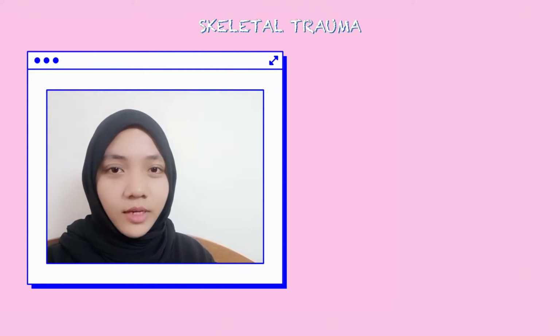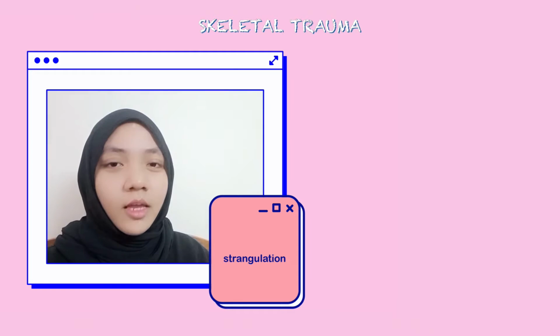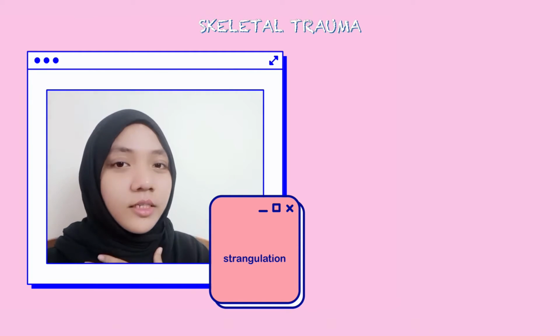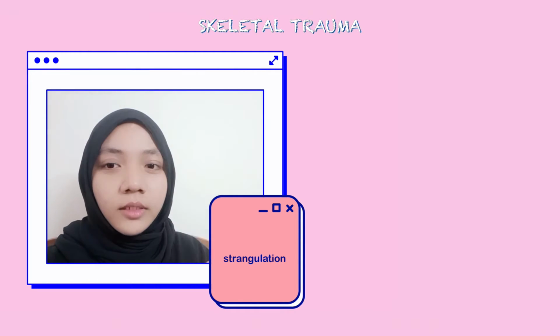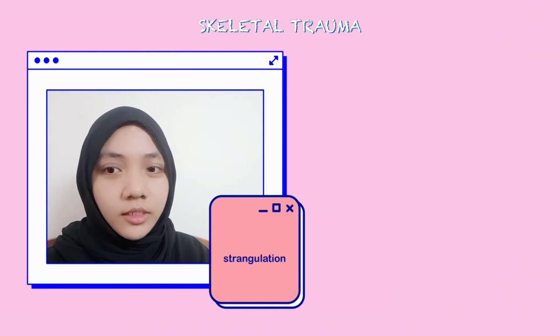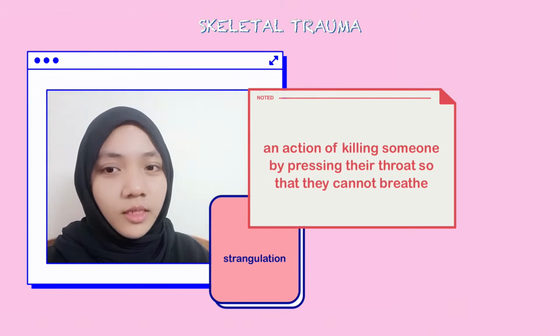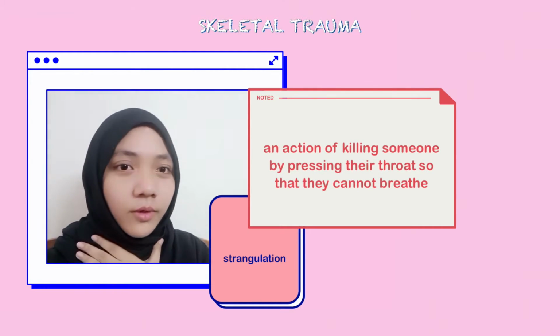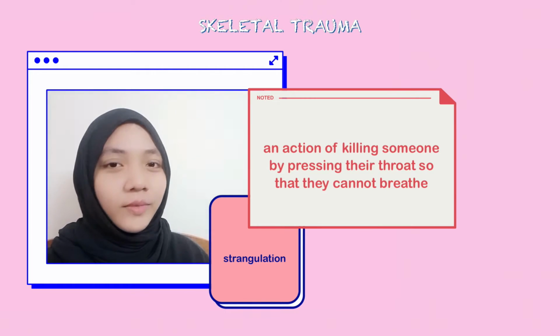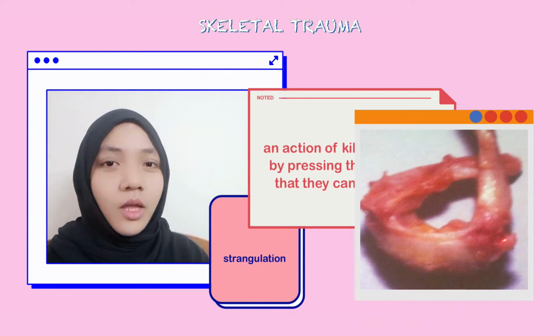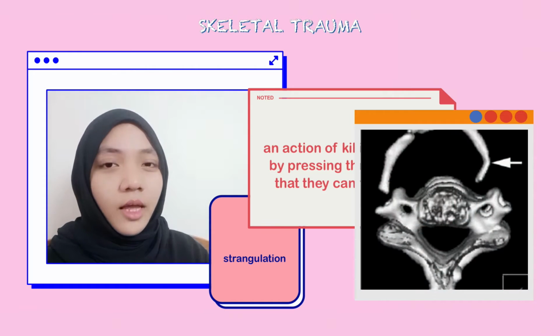The last type of skeletal trauma is strangulation. Strangulation is compression of the neck. One example is a situation where someone is killed by pressing their throat so that they cannot breathe. These are examples where the shape of the bone has changed due to this trauma.